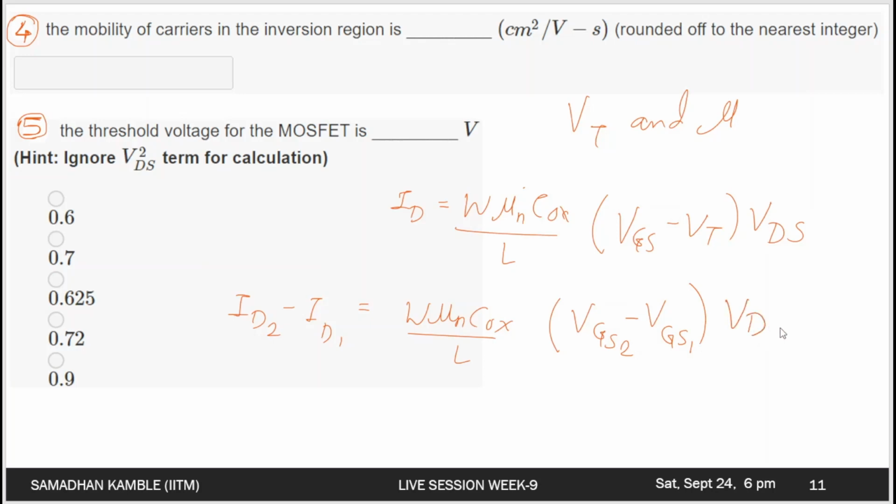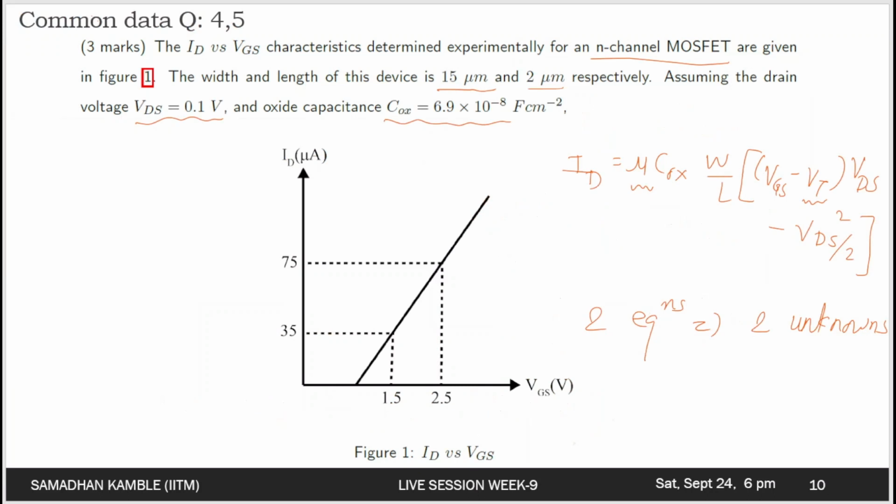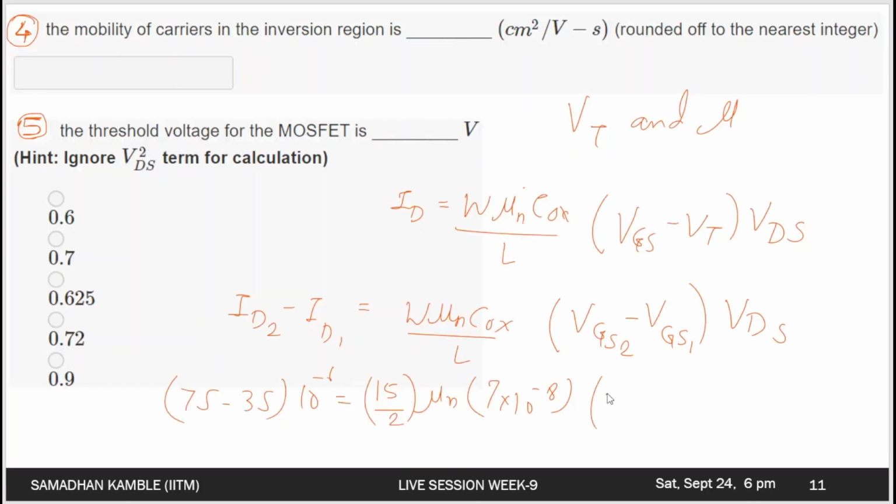times VDS. If you substitute it, ID2 minus ID1, that is 75 minus 35 times 10 to the power minus 6, where W by L is 15 by 2, and mu n, which is our unknown, and Cox is around 7 times 10 to the power minus 8, times VGS2 minus VGS1, which is 2.5 minus 1.5 volt, and our VDS is 0.1.